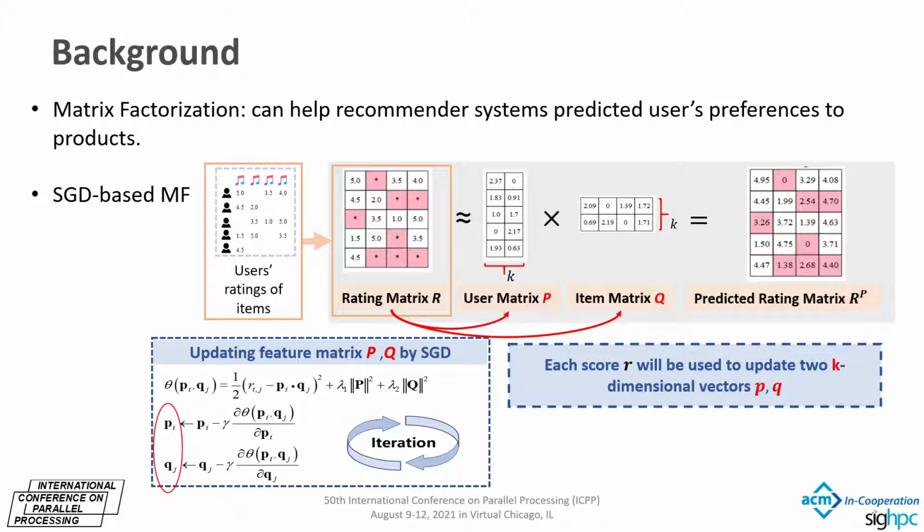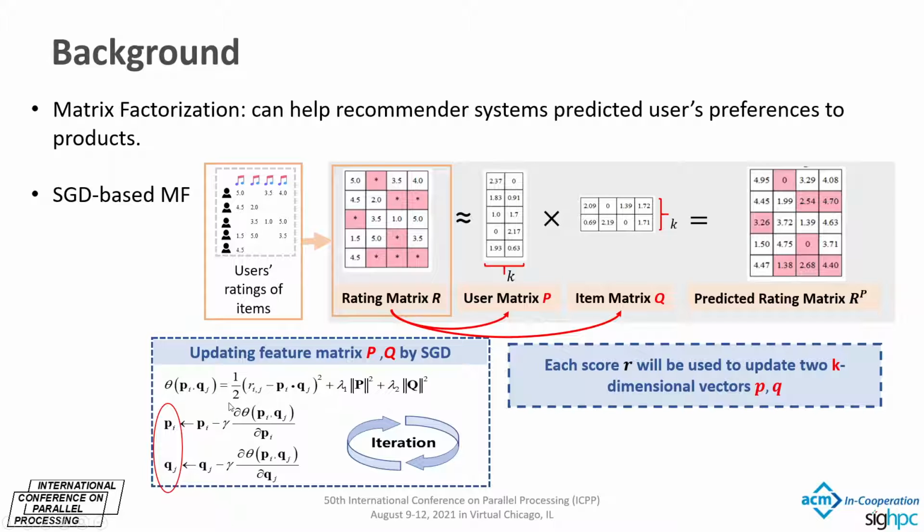Matrix factorization is widely used in recommendation systems. As shown in the figure, the user's rating of the item can be coded as a rating matrix R. Matrix factorization will decompose R into a user matrix P and an item matrix Q, and then the product of P and Q can be used to predict unknown ratings in the rating matrix. Using the SGD algorithm to solve matrix factorization is called SGD-based MF.